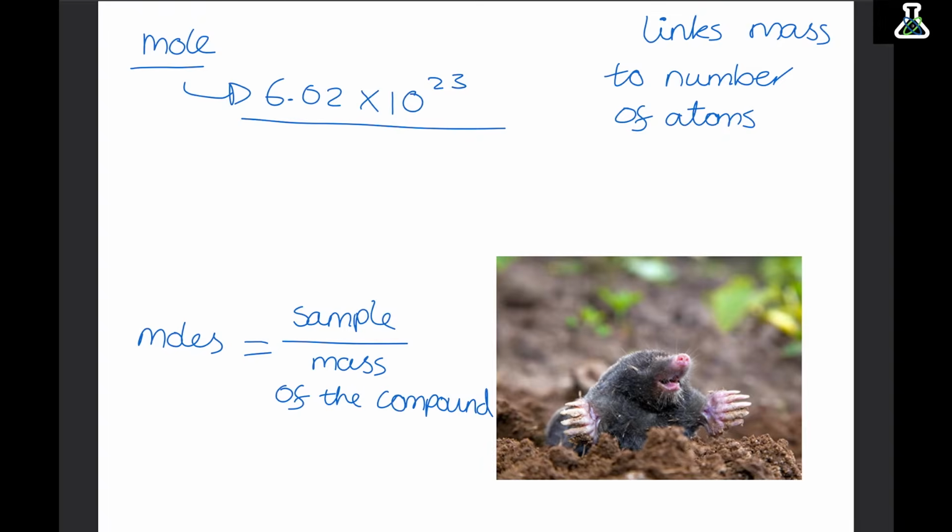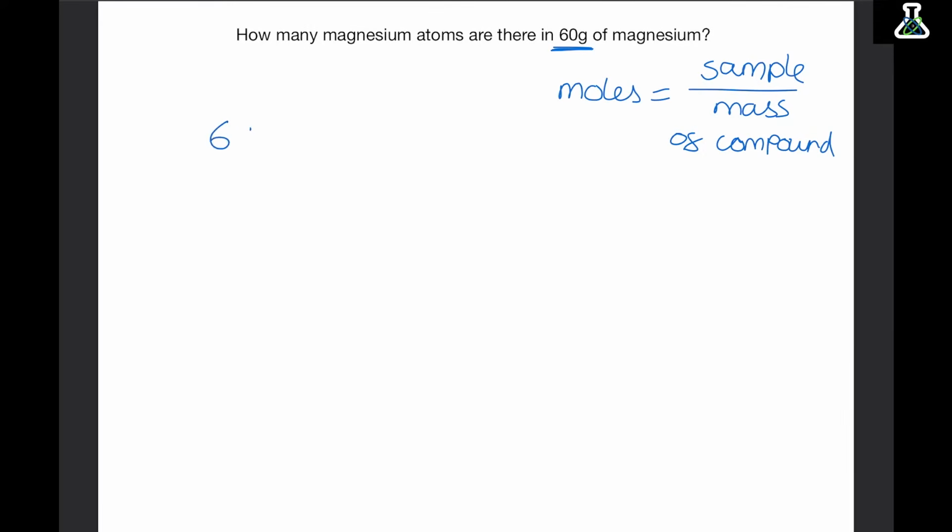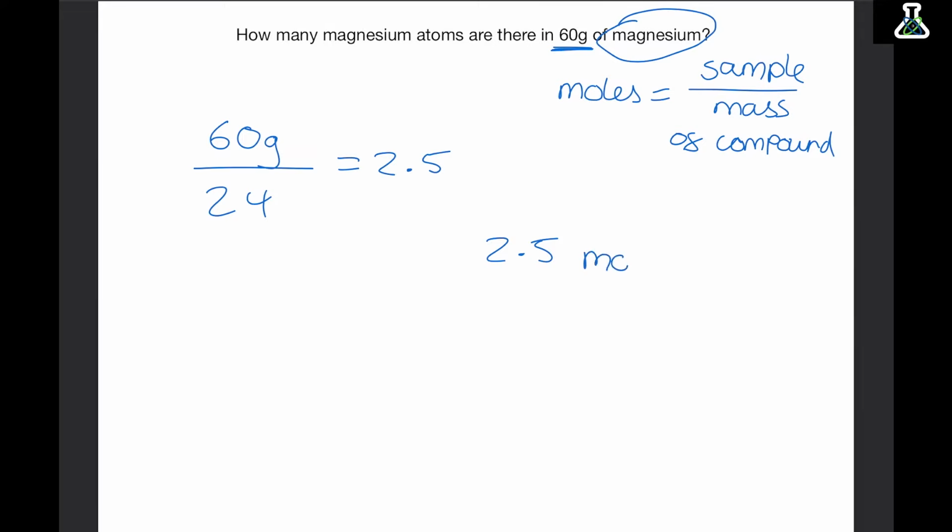So the best way to explain this is by showing a few questions. So let's look at this. How many magnesium atoms are there in 60 grams of magnesium? Now we know that moles are found by the sample over mass of compound. So first we have the sample, and we have 60 grams of our magnesium. And now we need to find the mass of the compound. Now this just means how much magnesium atoms weigh, so its atomic mass is 24. So if we divide these together, we get 2.5. So we have 2.5 moles.